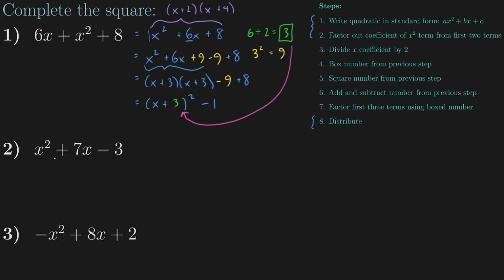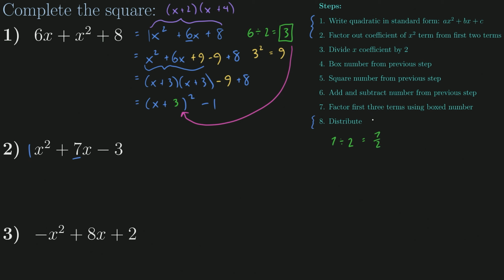For step 1, this expression is already written in standard form, so there's nothing to do there. Step 2, factor out the coefficient of the x squared term. Really not necessary for us. That's a 1 again. So we'll go straight to step 3. Divide the x coefficient by 2. In this example, that's 7 divided by 2, which doesn't simplify, so we'll leave that as 7 over 2.